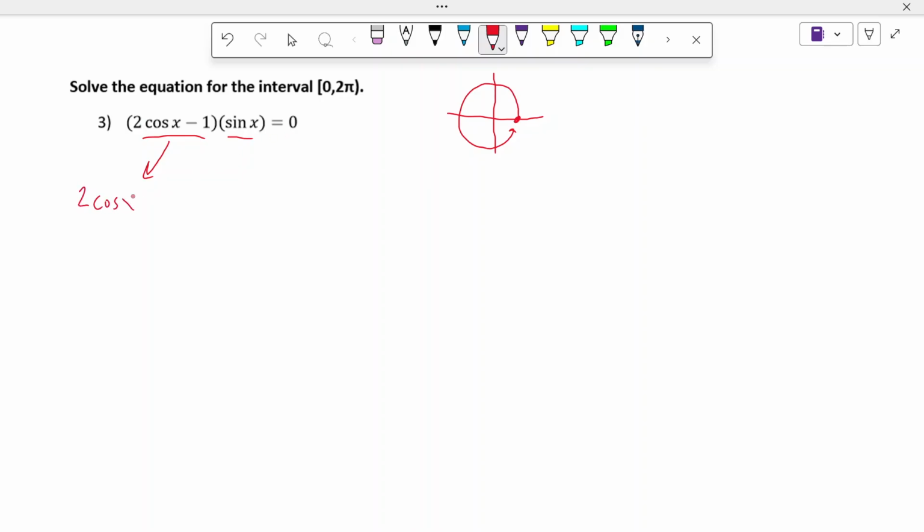I want to know when this first factor equals 0, or this second piece could equal 0. It could be something times 0 here to make 0. So that's the zero product property. So I just need to solve each of these situations. I think I'm actually going to solve the right one first just because it seems simpler. I just need to know when the sine of x equals 0.